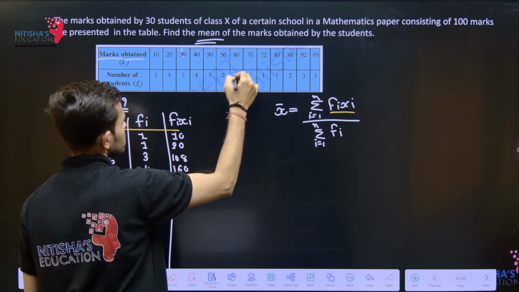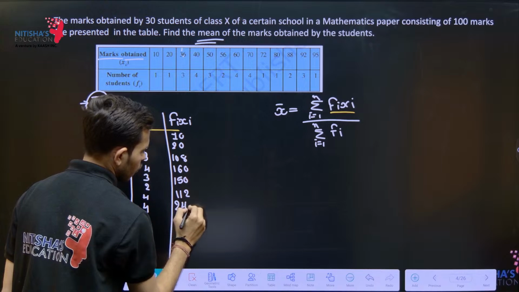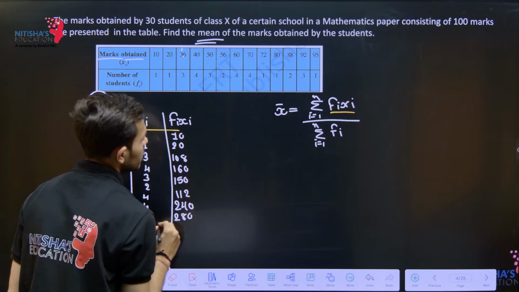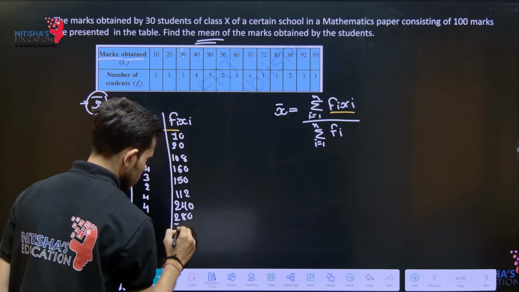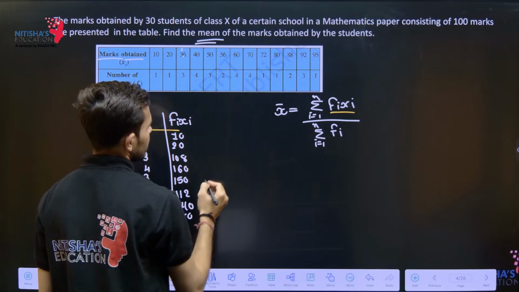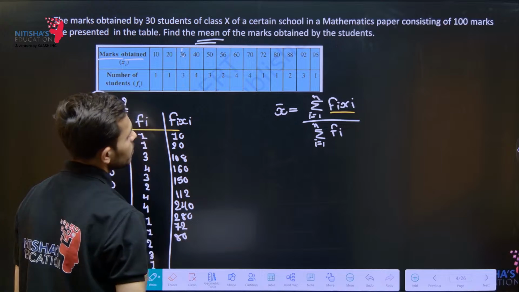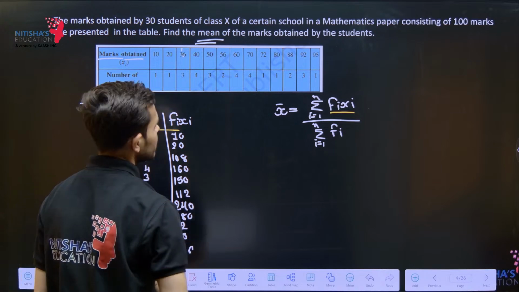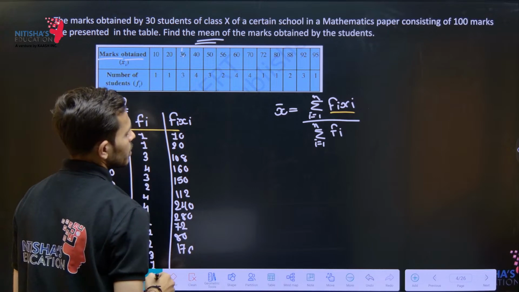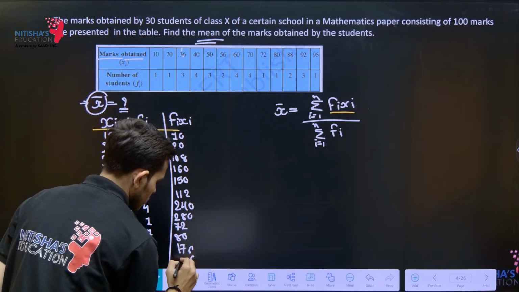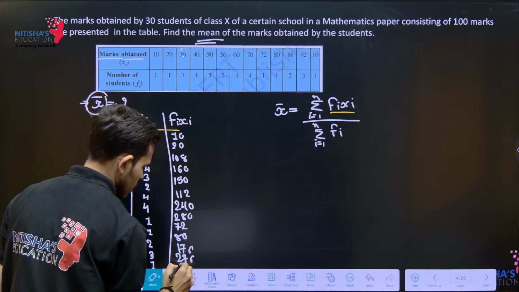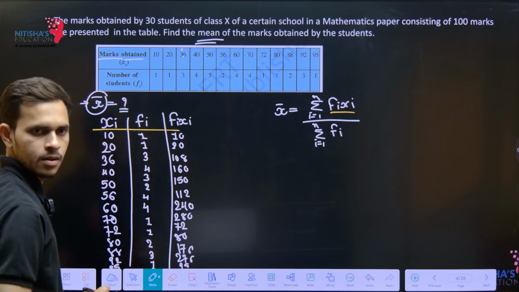56 twos are 112, 60 fours are 240, 70 fours are 280, 72 ones are 72, 80 ones are 80, 88 twos are 176, 92 threes are 276 and 95 ones are 95.